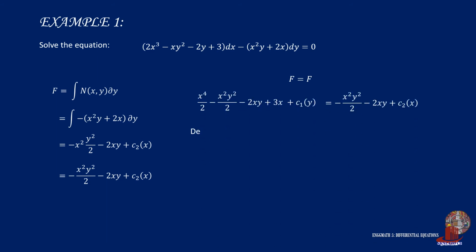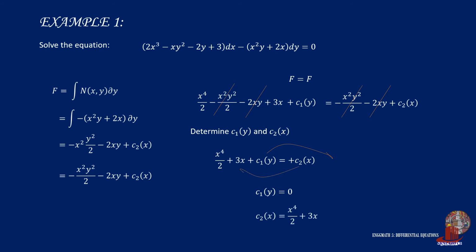The next step is to identify the arbitrary constants and start by canceling similar terms to simplify the equation. Now, c1 is equated to the terms on the right, which is actually not there. Thus, c1 is taken as 0. c2, on the other hand, is the terms found on the left side of the equation, and those are x to the fourth power all over 2 plus 3x.